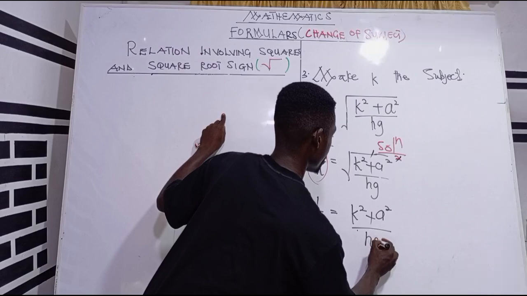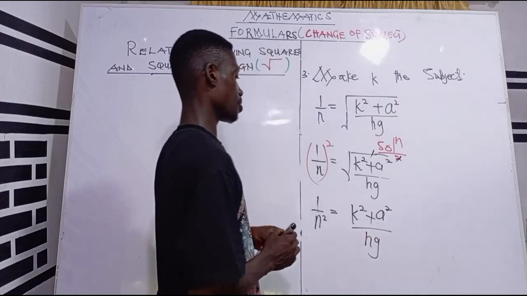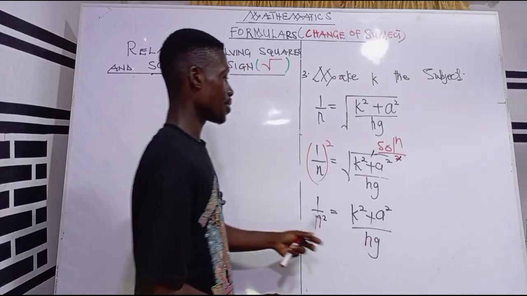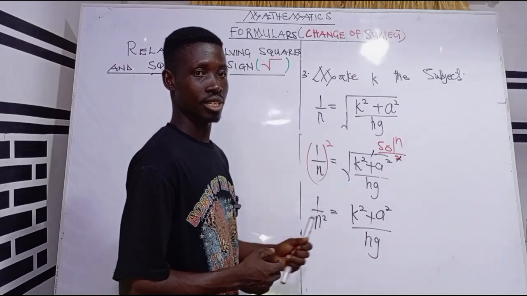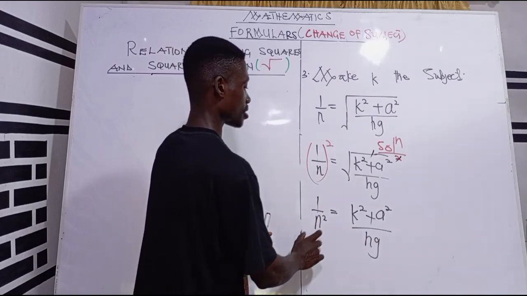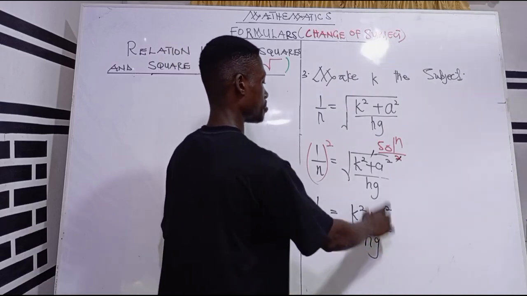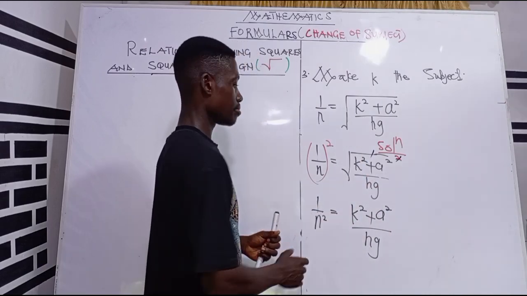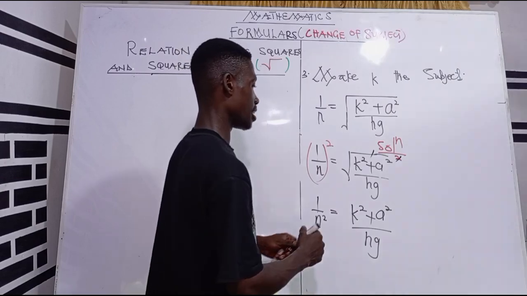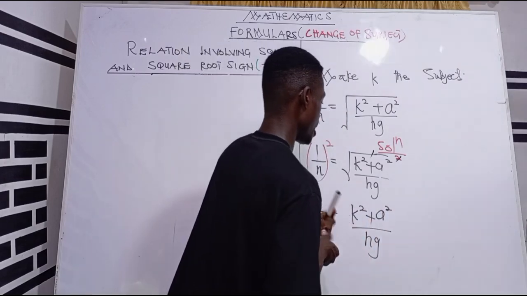all over hg. So this is what we are left with. Now realize that we have a fraction at this very point. So we have to clear the fractions by what? Multiplying each term in the formula by the LCM. So let's find the LCM.